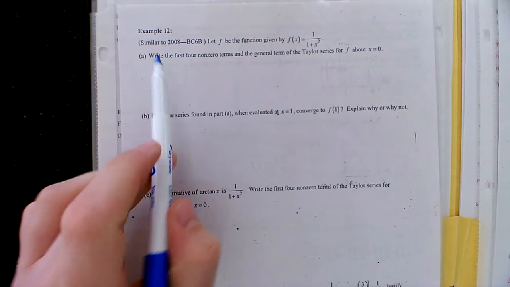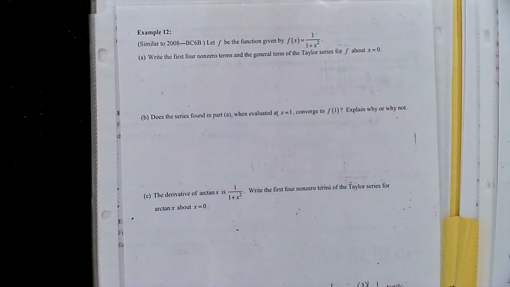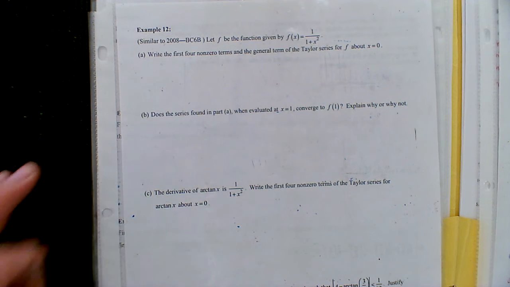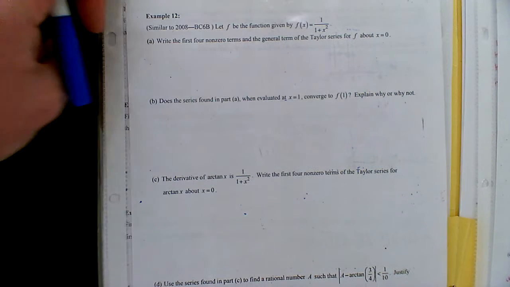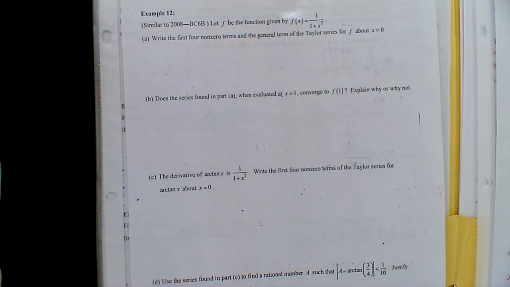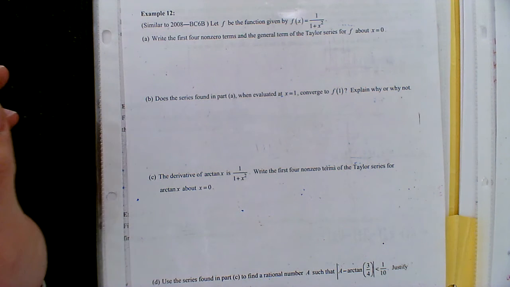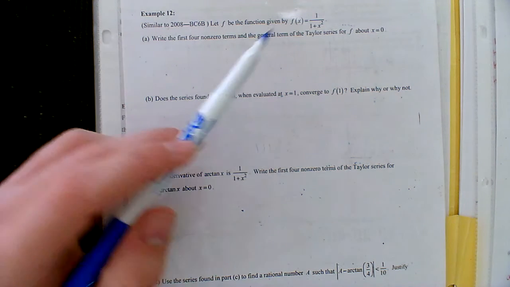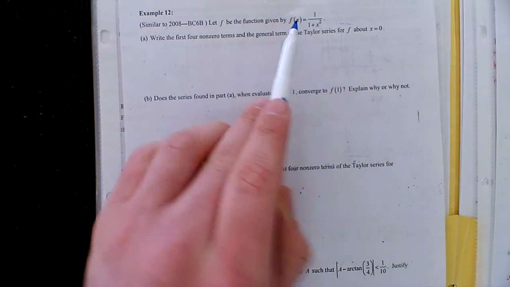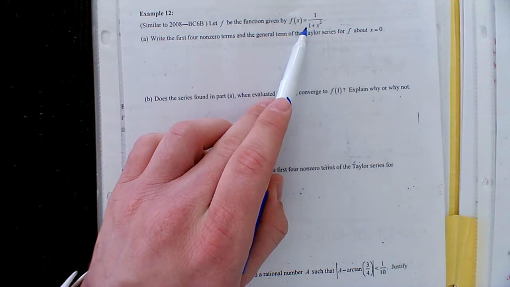So this problem actually was taken off a 2008 AP exam. So all these portions were on an AP exam. This problem actually was, I believe, no calculator too. But this was taken directly off an exam with no calculator. All right, so part A. Write the first 4 non-zero terms and the general term of the Taylor series for f about x equals 0. So that's telling you center. And they want the Taylor series of this here.